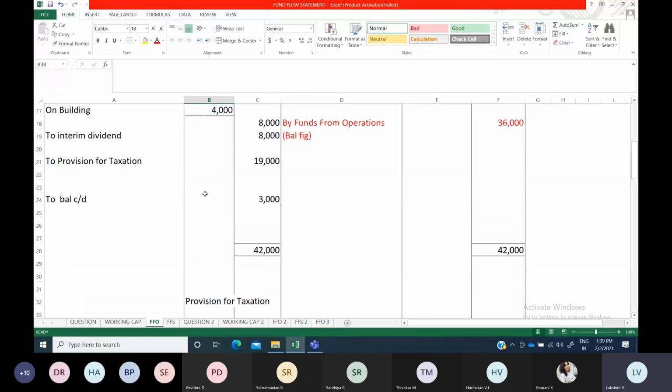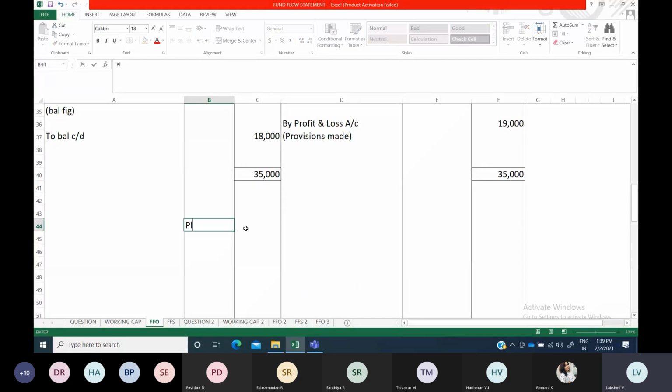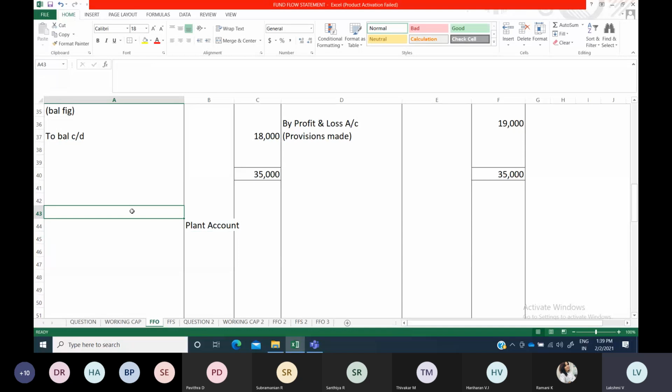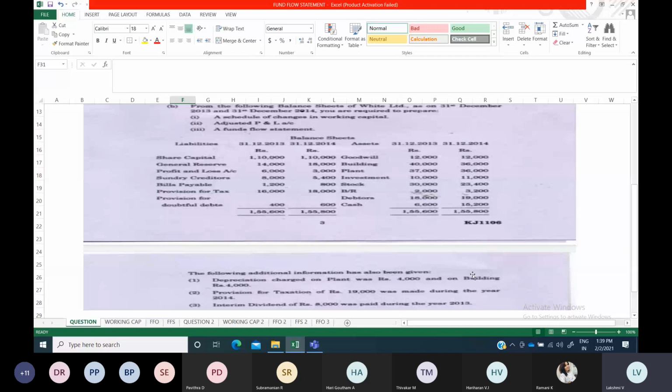Now we are going to prepare the plant account. So enter it as plant account. All the same format only. If you are moving to the next page, kindly write debit side on the left hand side and credit side on the right hand side. Apart from that, particulars, amount columns, inner column, outer column, all those things you mention. By default you have to write them. Now let us move to the preparation of the plant account. Similarly, we will be preparing the building account too. First, let us prepare the plant account.